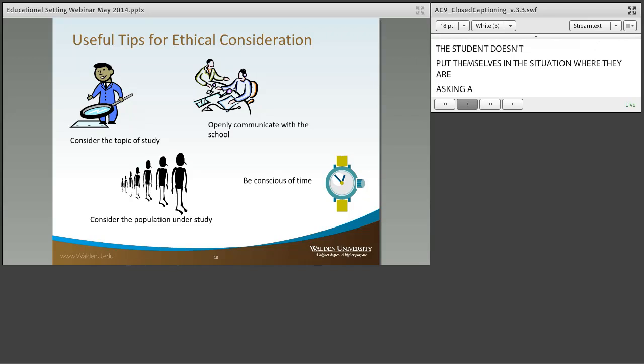But I did also want to highlight that these FERPA regulations are specific to identifiable information that is in a student's record.